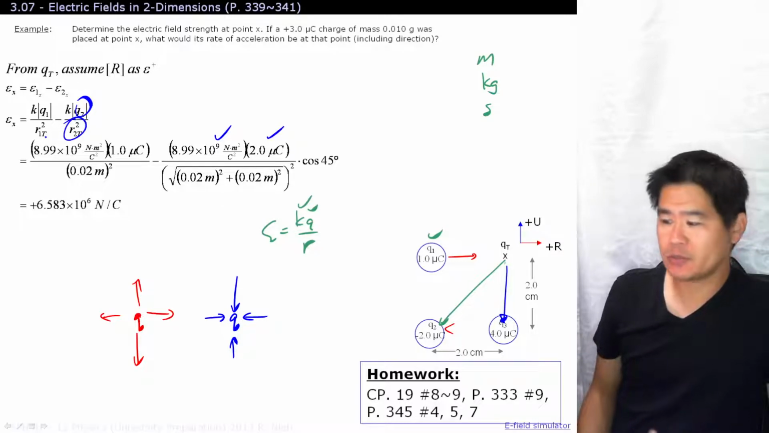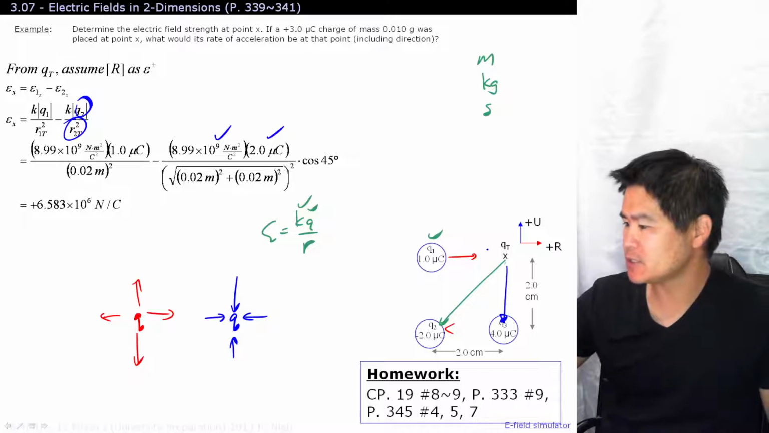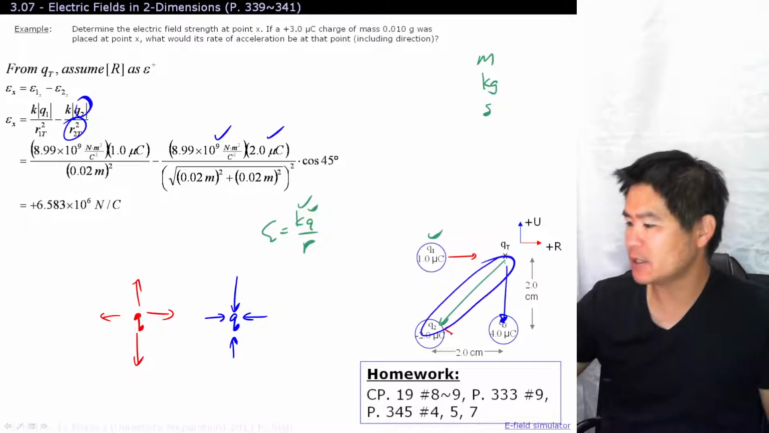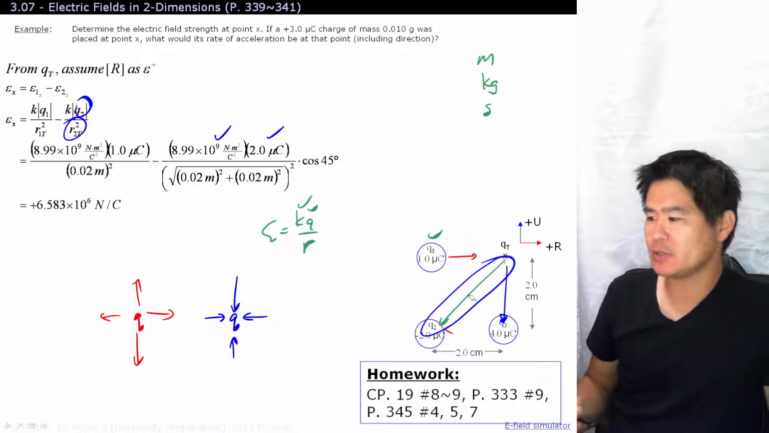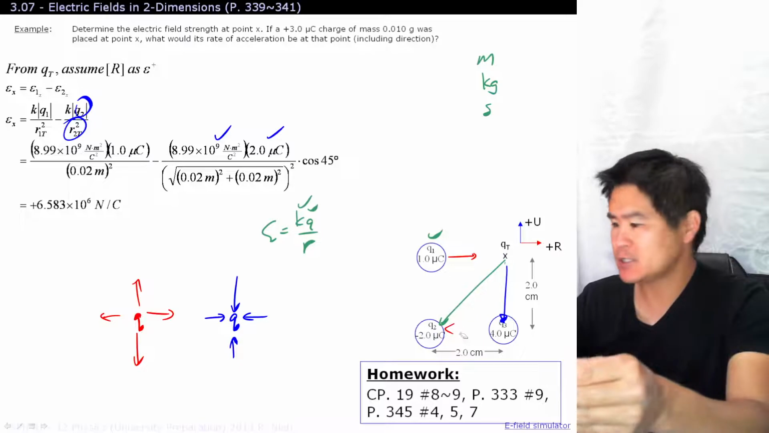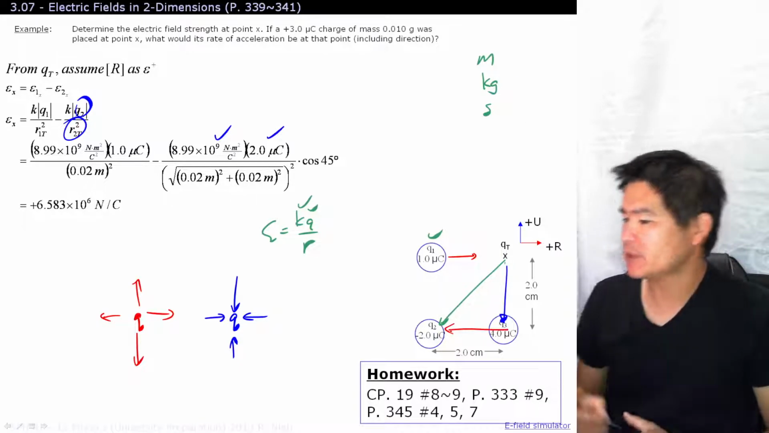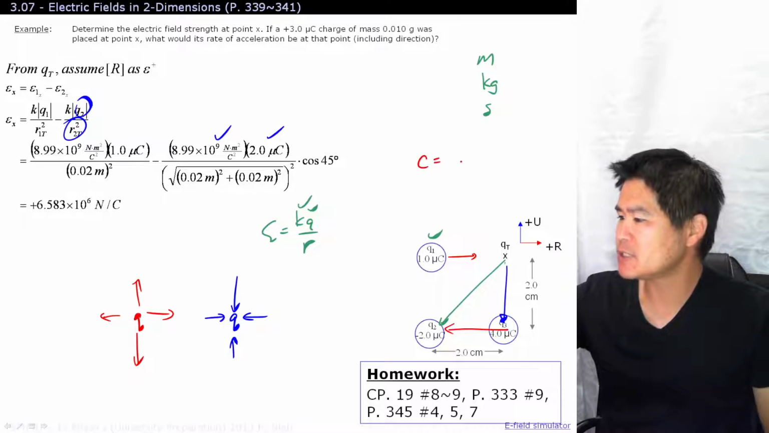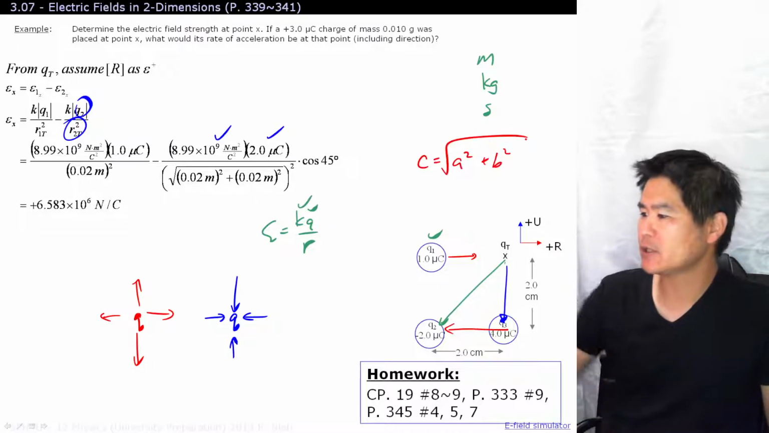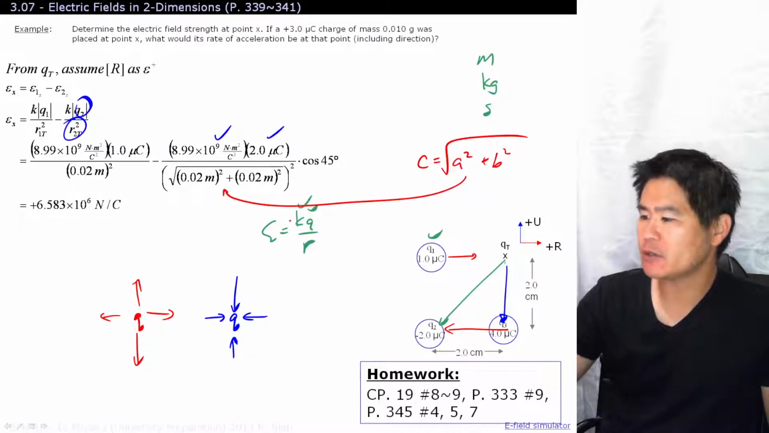Most of the time, students by accident use the value of 0.02 meters. But that's just this part over here. We need to take a look at this diagonal component, which is longer than 2 centimeters. As you can see, because it's part of a right triangle and that's the hypotenuse, we just have to do the whole c is equal to the square root of a squared plus b squared. And that's why our denominator looks like that.